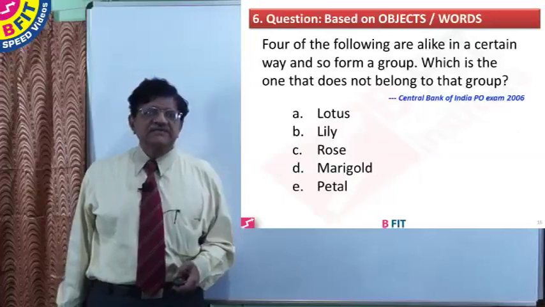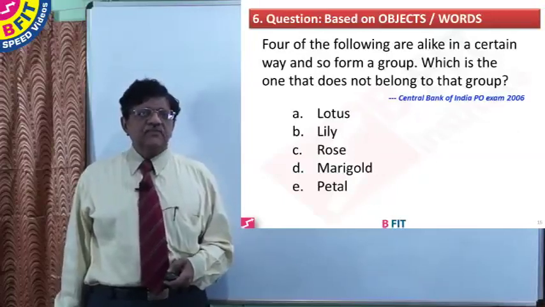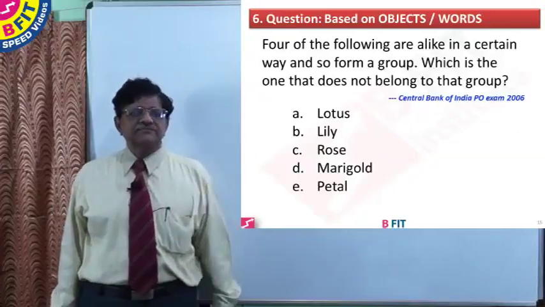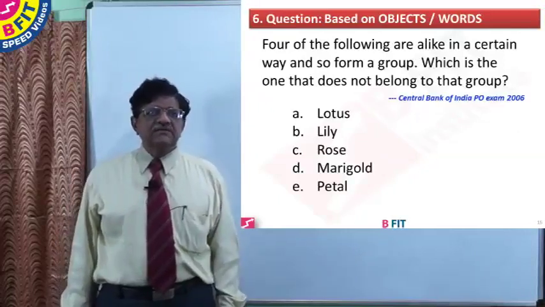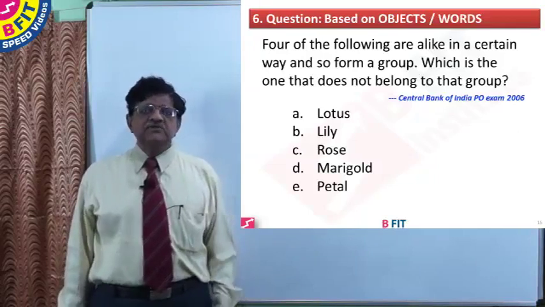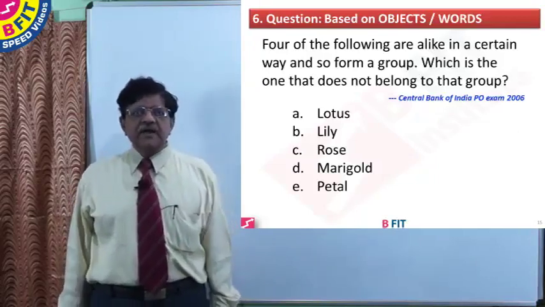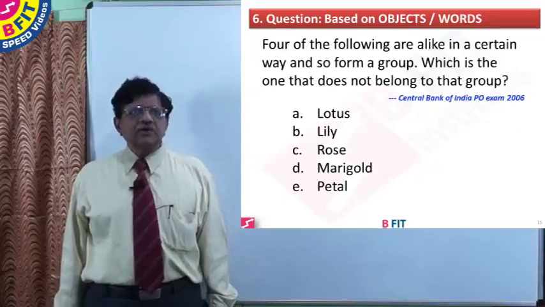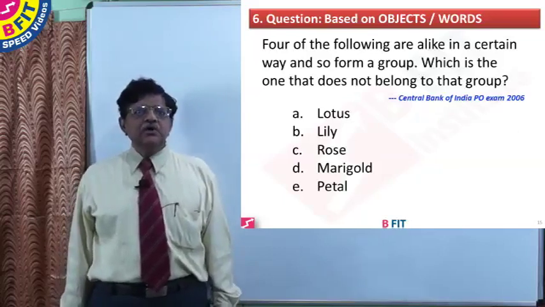Question number 6. Now this also involves some objects. Lotus, lily, rose, marigold, petal. This question was asked in Central Bank of India PO exam 2006. Now lotus, lily, rose, what are they?